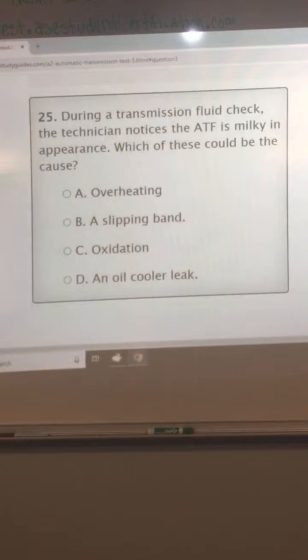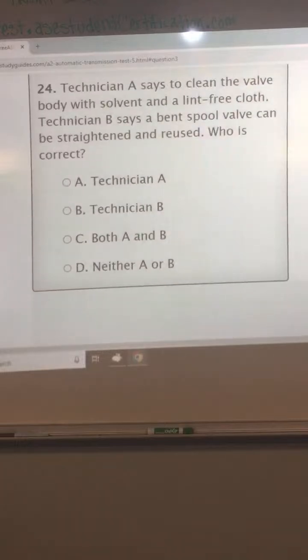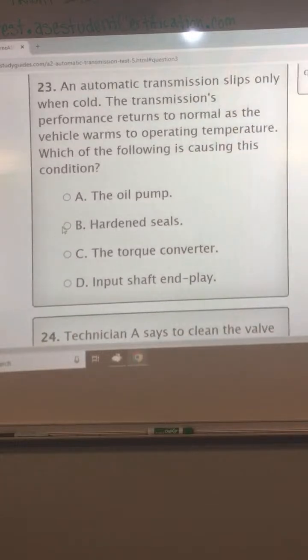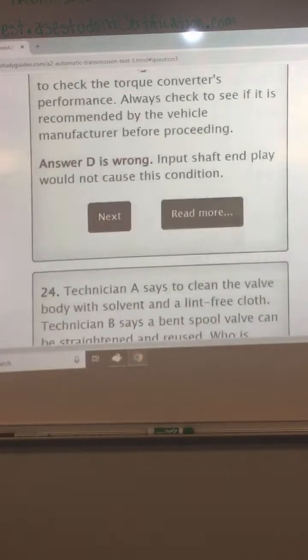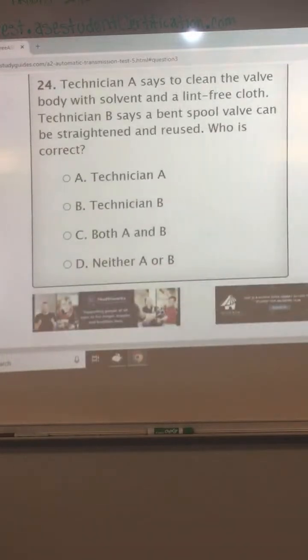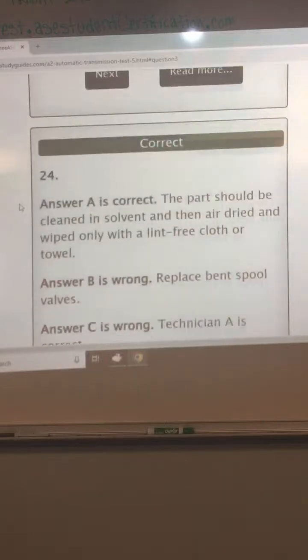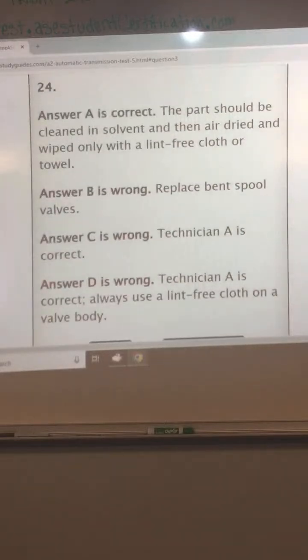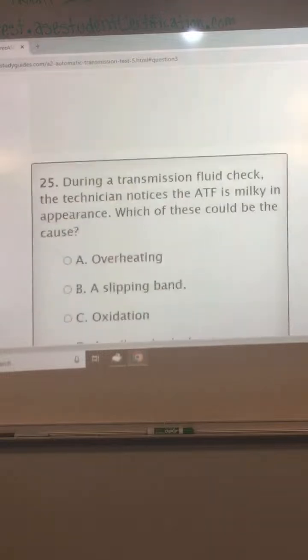Okay, two more. We're at 23, we'll do to 25. Technician A says to clean the valve body with solvent and a lint-free cloth. Technician B says a bent spool valve can be straightened and reused. Who is correct? Technician A. Why would you reuse that? It's already damaged. You gonna try to straighten a bent spool valve? Not a chance.